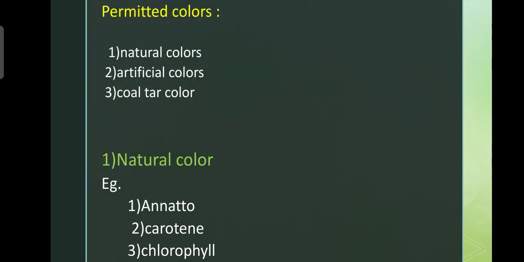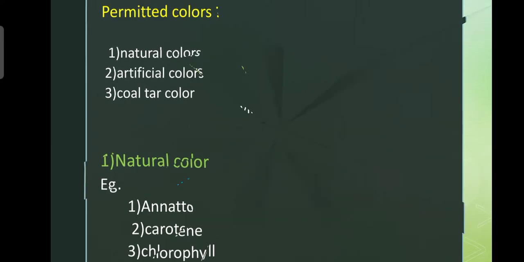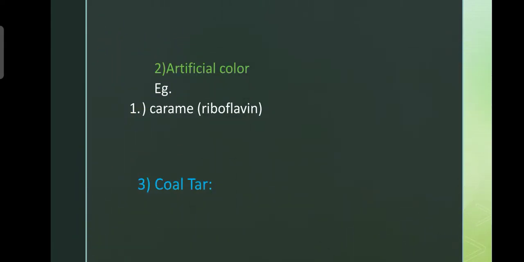Permitted colors. There are the three permitted colors. First one is the natural color, second one is the artificial color, and third one is the coal tar color. First one is the natural color, for example annatto, carotene and chlorophyll. Second one is the artificial color, for example riboflavin. Third one is the coal tar.